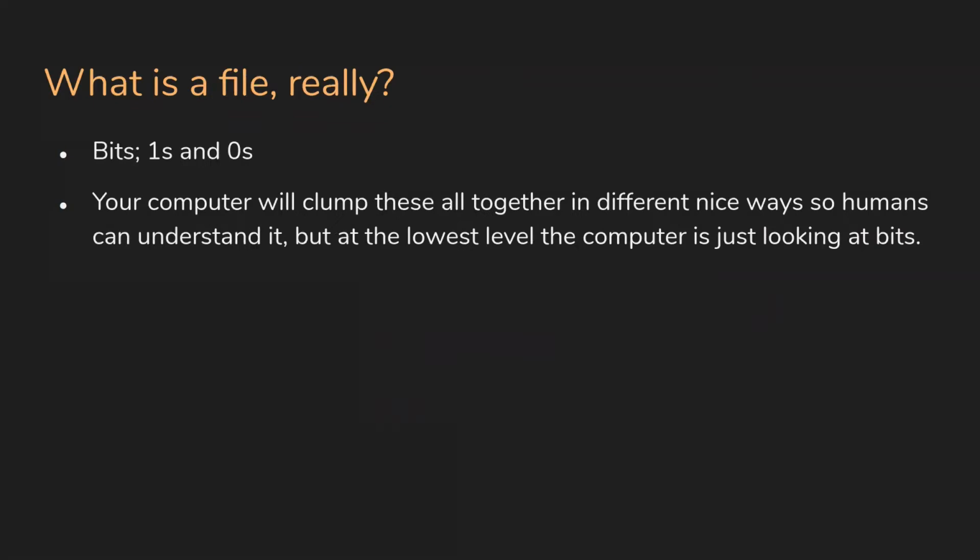So what really are files? If you break it all down at the very basic level, files are bits, ones and zeros, right? A file, however you view it on your computer, is just a nice representation that you can look at of ones and zeros. Computers make it look nice so humans can understand it, because looking at a bunch of ones and zeros isn't very useful to us. But at the very lowest level, it's just a computer interpreting bits.